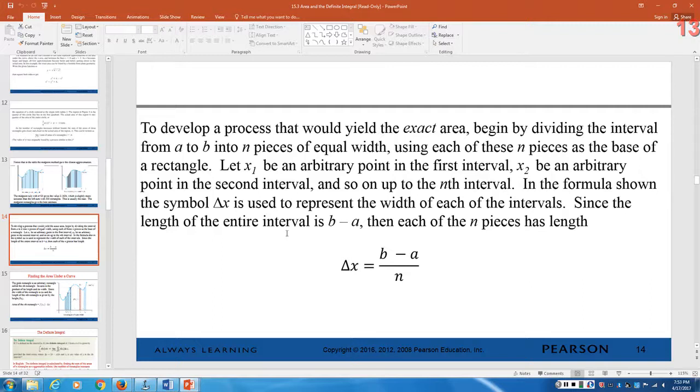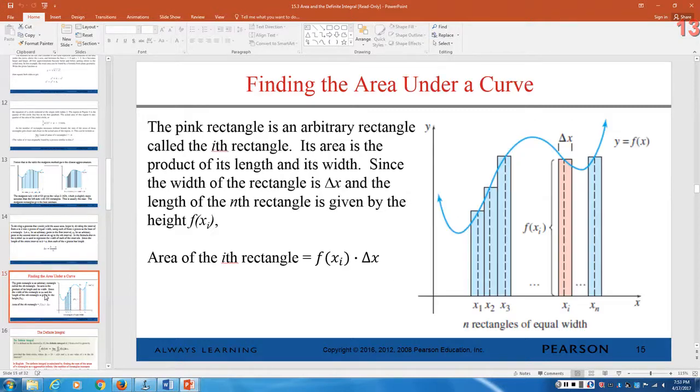And since the length of the entire interval is b minus a, then each of the pieces has a length delta x, which is b minus a divided by whatever n is. And here comes the calculus. Here's an arbitrary rectangle, and its midpoint is something we call x sub i. There's a whole bunch of them.